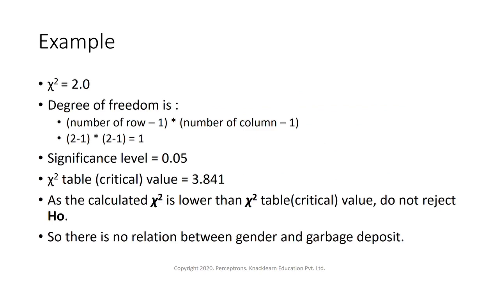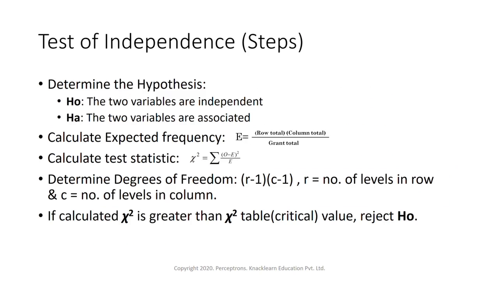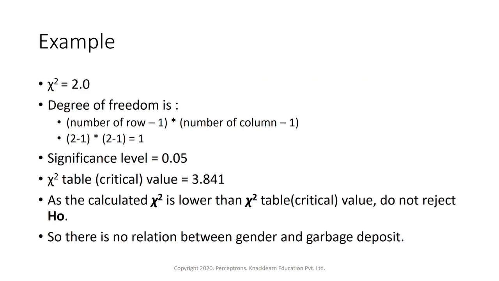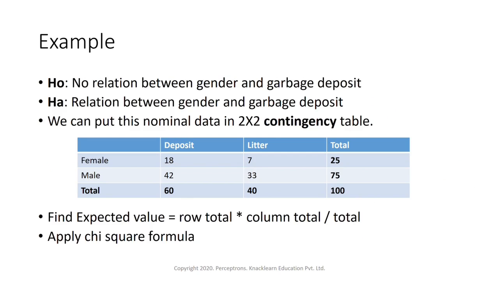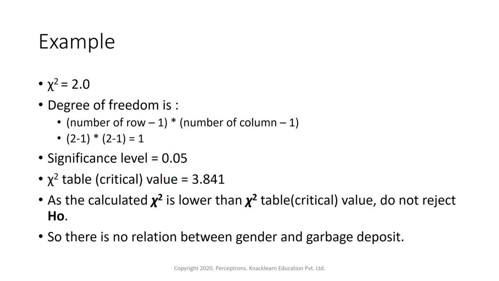Here the calculated chi-square value is lower than the critical value. Our calculated value is 2.0, which is lower than the critical value, so we cannot reject the null hypothesis. We already have seen earlier that only if the calculated value is greater than the critical value can we reject the null hypothesis. But our calculated value is lower, so we cannot reject it. The null hypothesis says there is no relationship between gender and garbage deposit, so we can conclude that it is true. There is no relation between gender and garbage deposit.